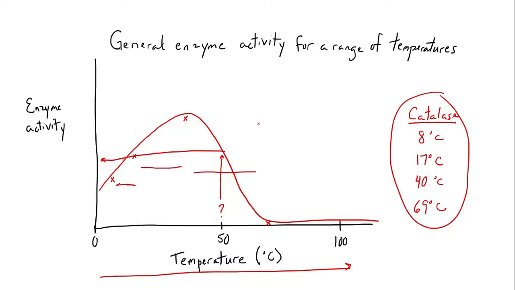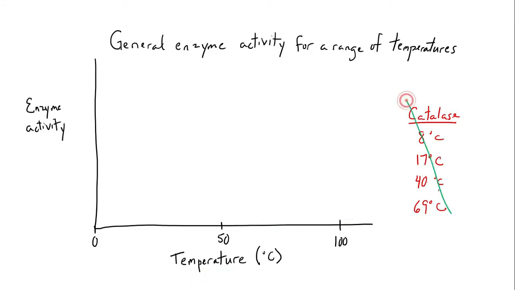Well, what about a more general curve? Let's erase some of this stuff and look at that. Let's generalize. Let's not talk about catalase, but just general enzymes found in the human body. Well, we don't operate at 0, that's freezing. 100 is boiling water, and 50 would be a really, really, really hot day. We're here around 37 degrees Celsius. That's our normal body temperature. So I'd expect the optimal temperature, so the highest activity, would be around there.